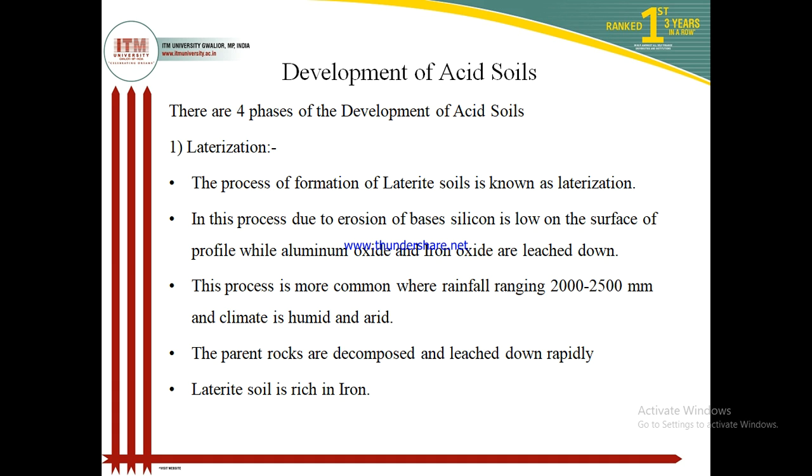Now, development of acid soils. There are 4 phases of the development of acid soil. One is lateralization. The process of formation of laterite soil is known as lateralization. In this process, due to erosion of bases, silicon is low on the surface of the profile, and aluminum oxide and iron oxide are leached down.